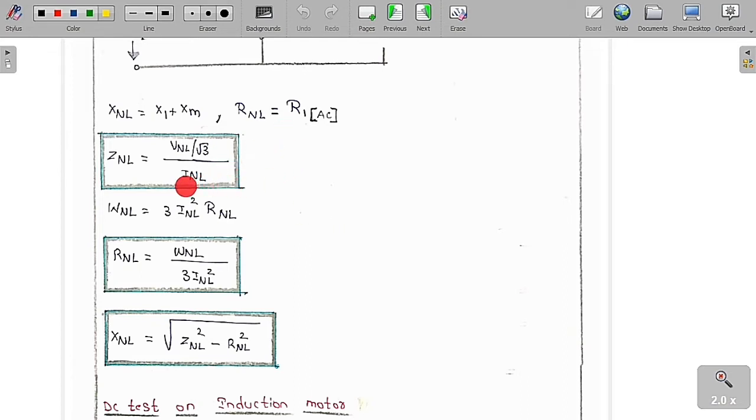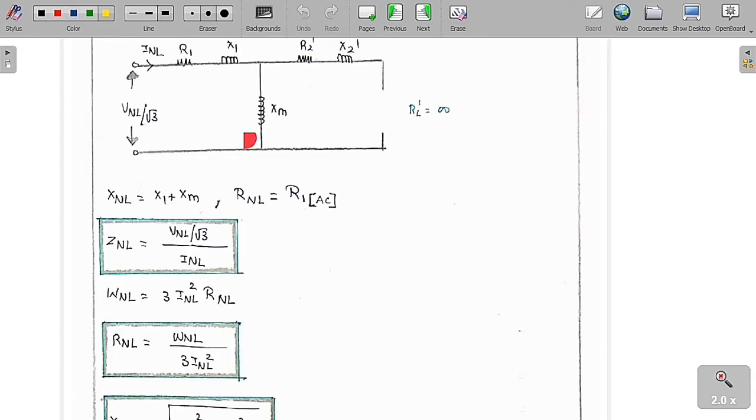So therefore, we can say simply ZNL is equal to VNL by root 3 by INL, and WNL is equal to 3 into INL square into RNL, and RNL is equal to WNL by 3 into INL square, and XNL is equal to the square root of ZNL whole square minus RNL square, and RNL is equal to R1 into AC. It is like R1 in AC format, and XNL is equal to X1 plus XM.